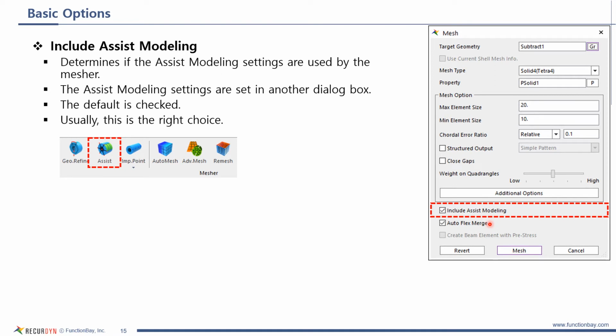Assist modeling is the settings for which elements to preserve when meshing it. If include assist modeling is used, then the mesher will preserve the elements that were selected in the assist modeling dialog box. If include assist modeling is not used, then the mesher will remove all elements from the body after meshing it. Usually, in most cases, this option is used if assist modeling is used.